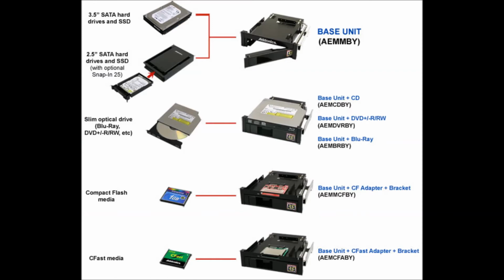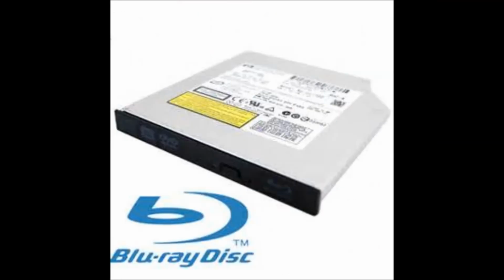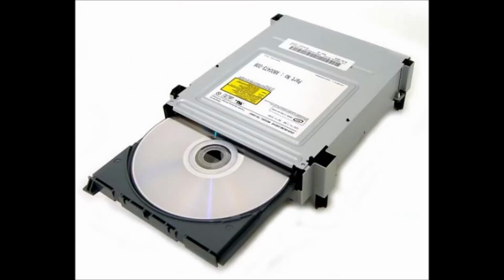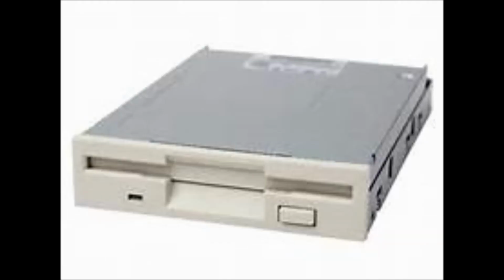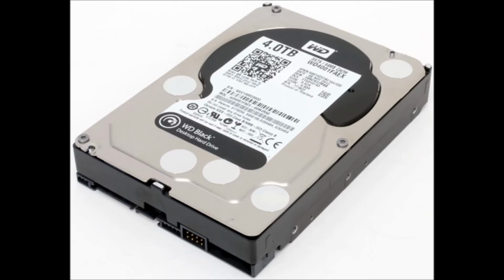Then we get to one of the most important parts of the computer, which is the drives. There are many types of drives within the computer. We have Blu-rays, CD-ROM, DVD, floppy drive if you're from the 90s, and then we have hard drives. The most common is the hard drive. The hard drive is essential. It is the part that stores your information. If you upload a picture to your computer, it is stored on the hard drive.